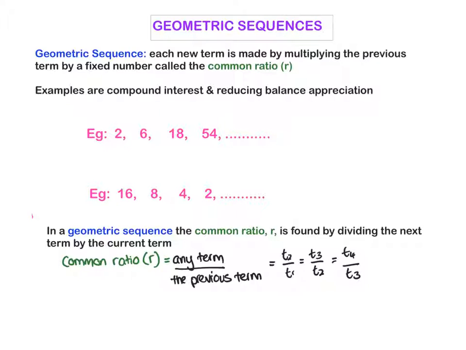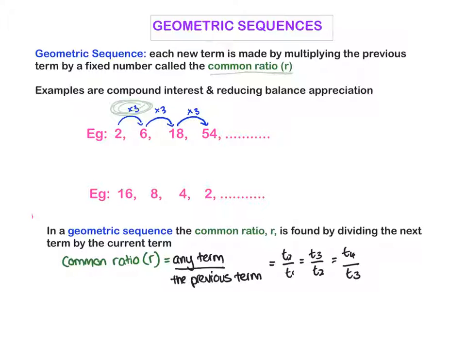Say in this example, we have 2 to go to 6. So you can see it's been multiplied by 3. And then 6 was multiplied by 3 to get 18, and then 18 was multiplied by 3 to get 54. What you call that when you're multiplying by the same amount is the common ratio. Remember the other one was called the common difference? Well, this one's called the common ratio because it's a multiple.